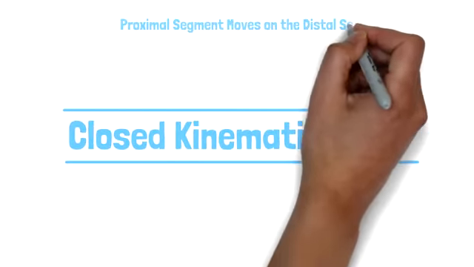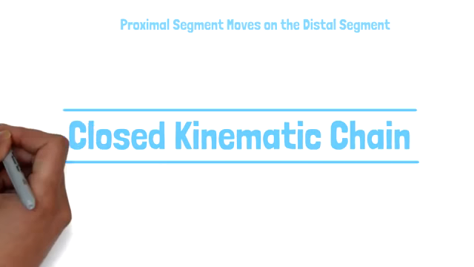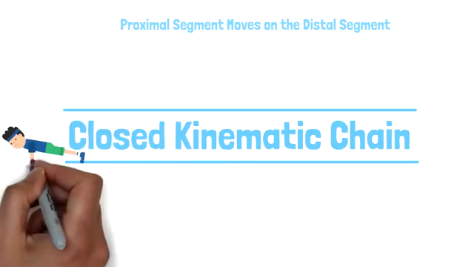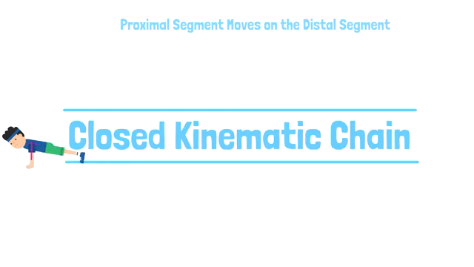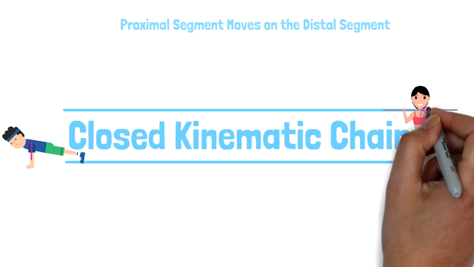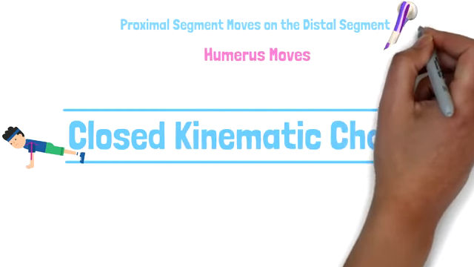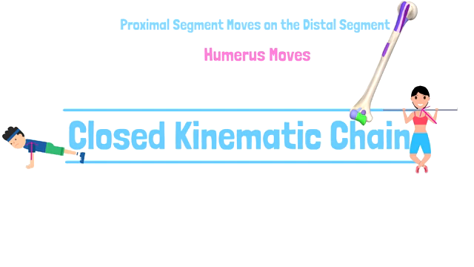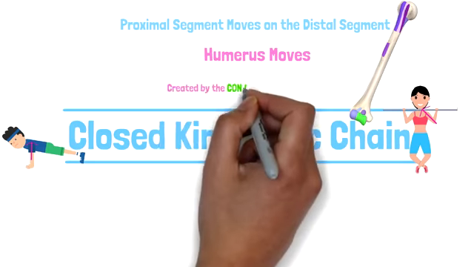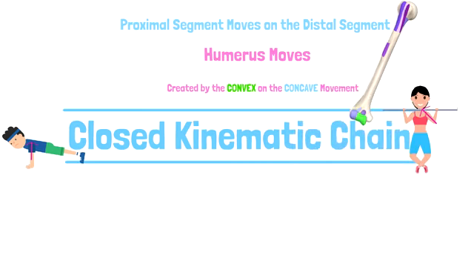The second perspective is a closed kinematic chain movement. In this case, the distal segment is fixed and the proximal segment performs the movement. A real-life example would be a push-up or a pull-up, where the radius and ulna are fixed by the bar, and the only way to execute the movement is to move the humerus. In this example, the humerus moves on top of the ulna, or the humerus moves on top of the radius, which is created by a convex on concave movement.